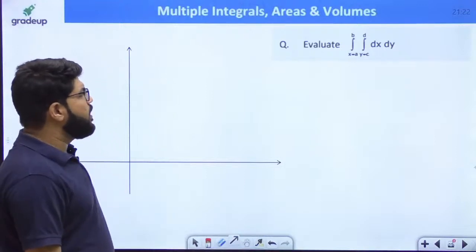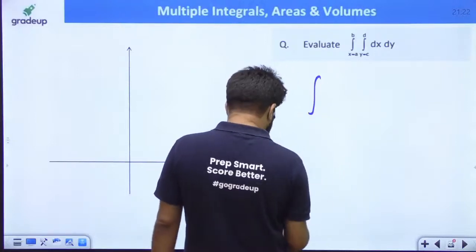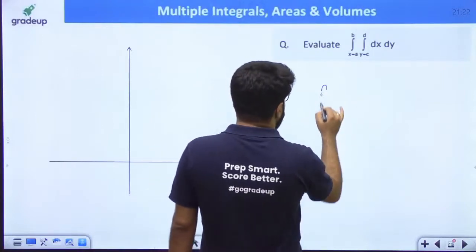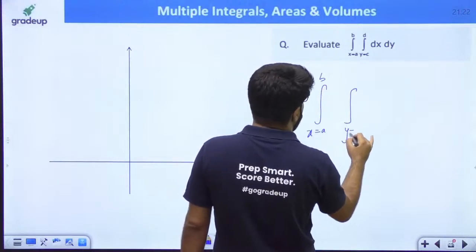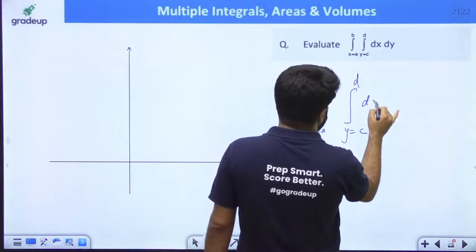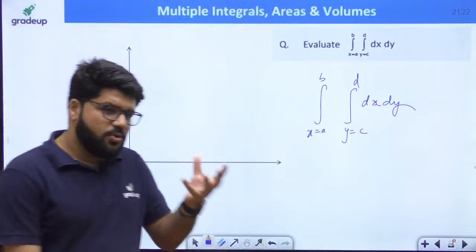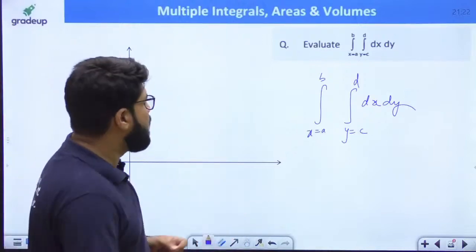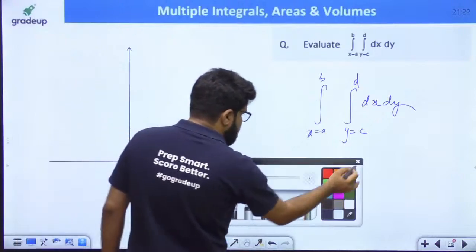Integral x equal to a to b, y equal to c to d. Both the limits are constant, but there is no function. It's only the constant number 1. Limits are constant. Now what is x equal to a, guys?